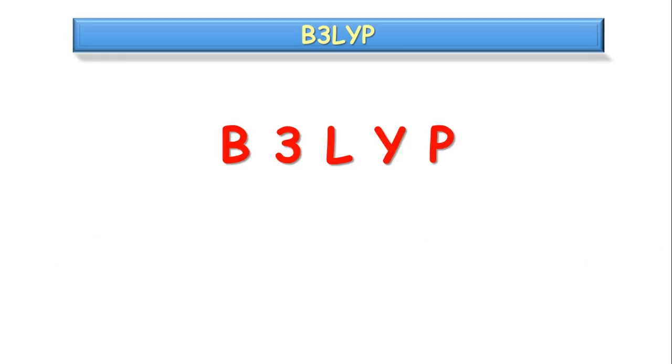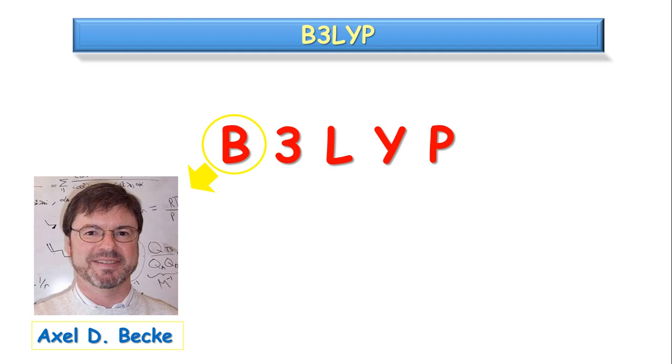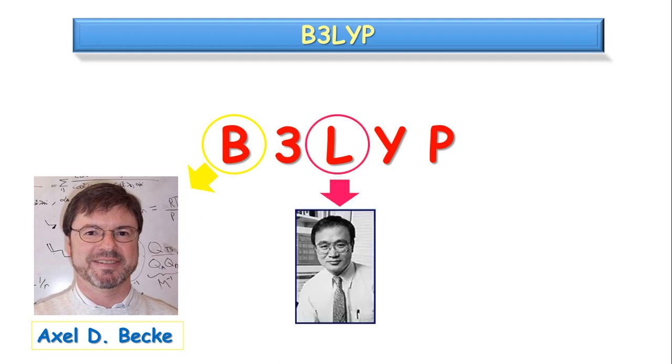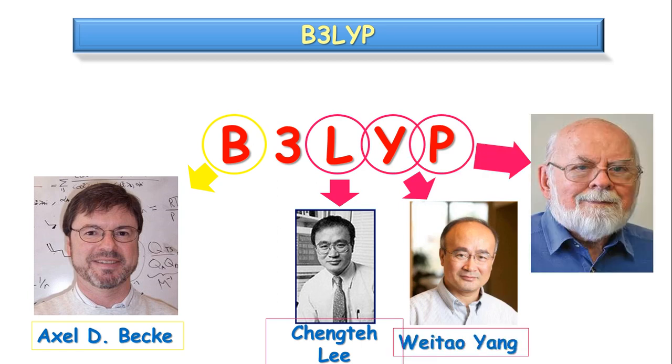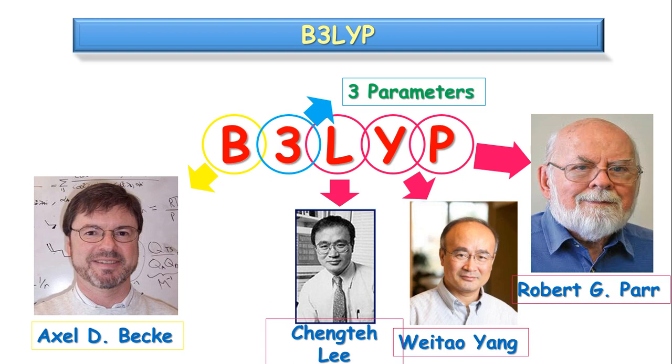Here, B stands for Becke, who worked on the exchange part of the problem. L stands for Lee, Y for Yang, and P stands for Robert G. Parr, who also wrote a book on density functional theory. Anyway, Lee, Yang, and Parr developed the correlation part of the functional, and these three describe the particular way that the results are mixed together, the three parameters used. The exact ratio of this mixture is given by this equation.